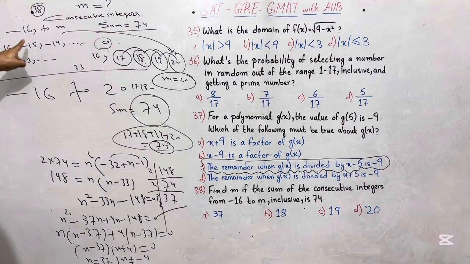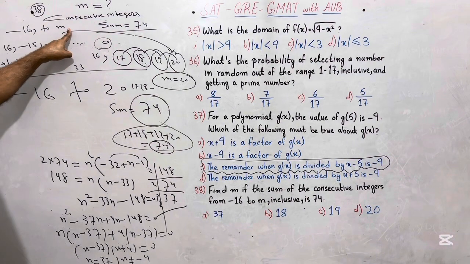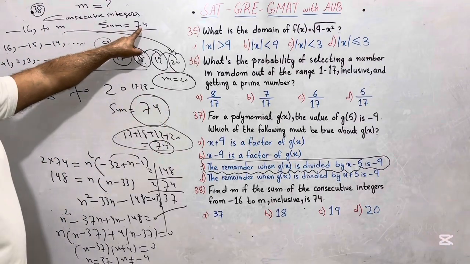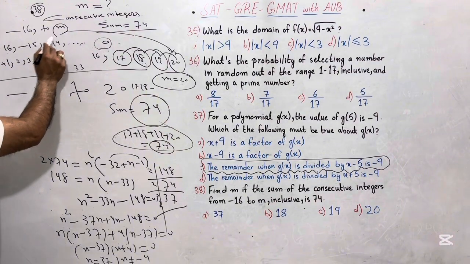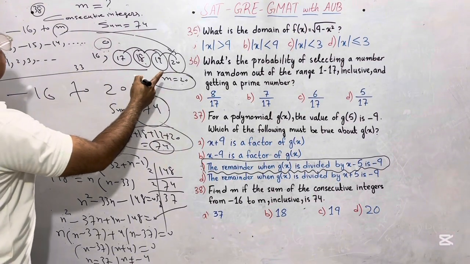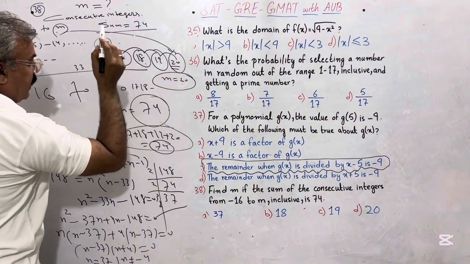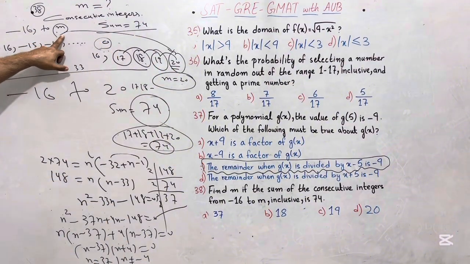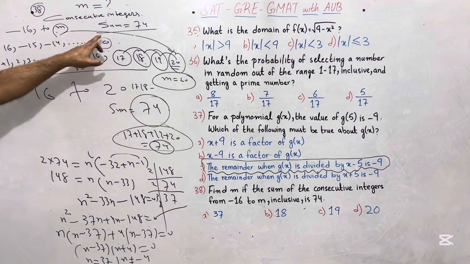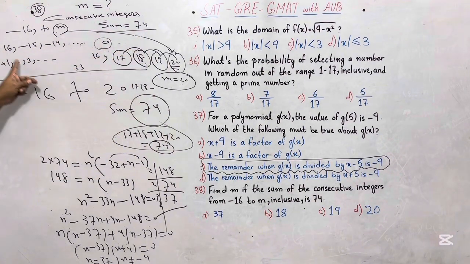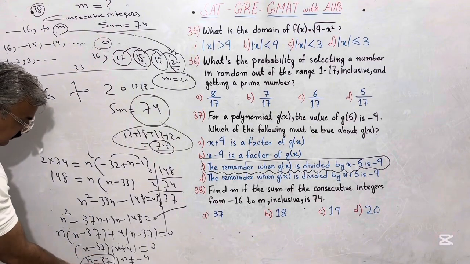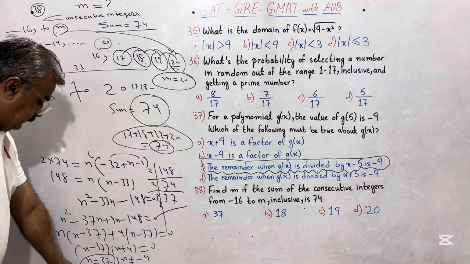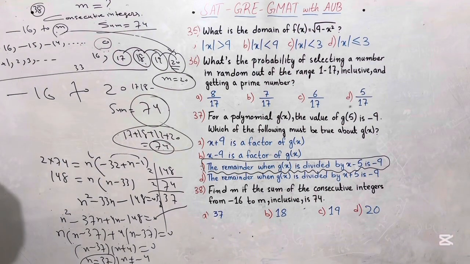However, in that case, we are asked to find from minus 16 to what integer we have to sum this sequence to get the sum 74. There are 37 terms, but the final term for this sequence from minus 16 to m means 20. Value of m is 20. The last term of this sequence in that case is 20 to get the sum 74, but there are 37 terms. Students confuse this thing and say the value of m is 37. 37 is the total number of terms in that case.